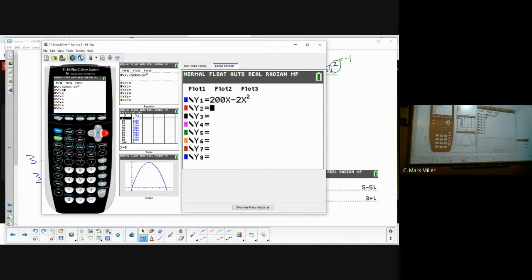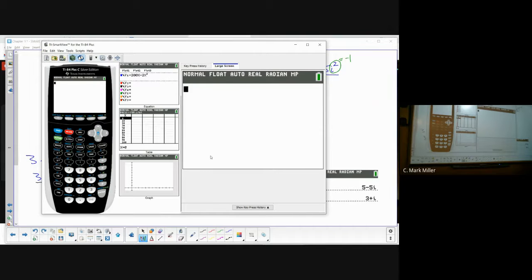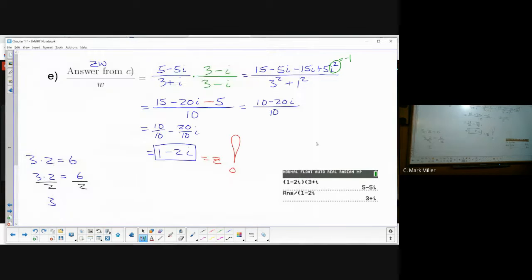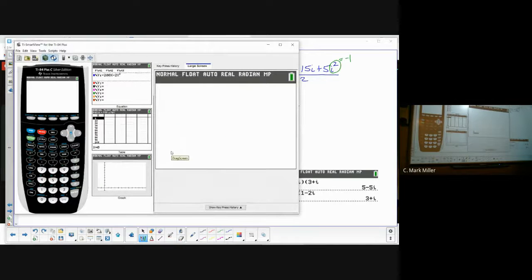I'm going to put this equation. You know what? I don't need to do that at all. Let's do the calculation over here on the left. This calculation here, 1 minus 2i, times 3 plus i. You're going to do 1, left parenthesis, 1 minus 2. Remember how to put the i on the screen? Second decimal. Right parenthesis. Left parenthesis. 3 plus i.